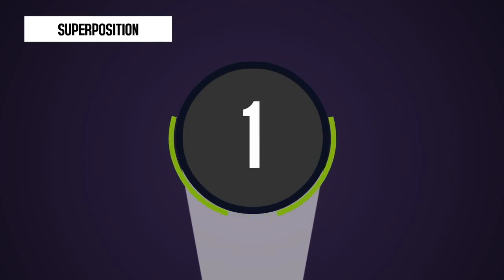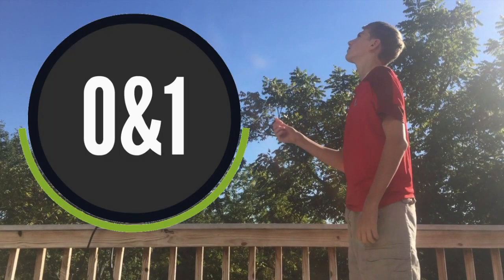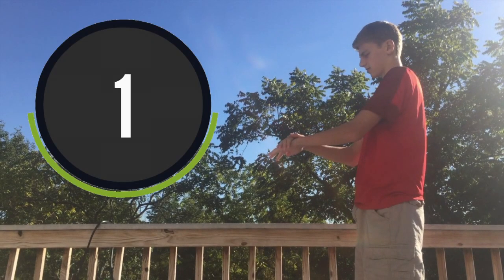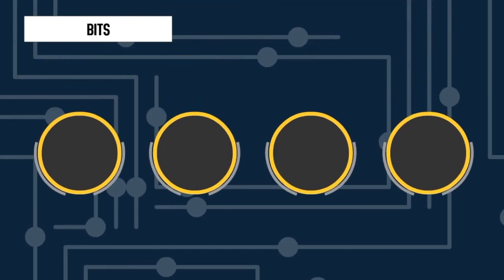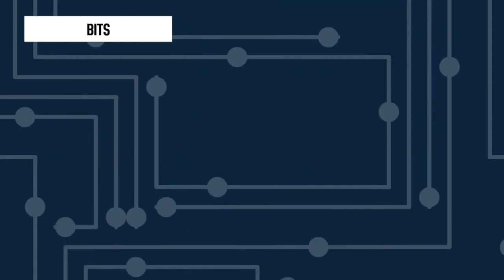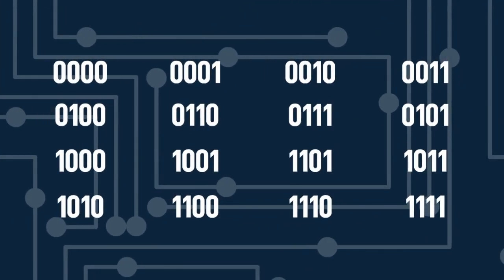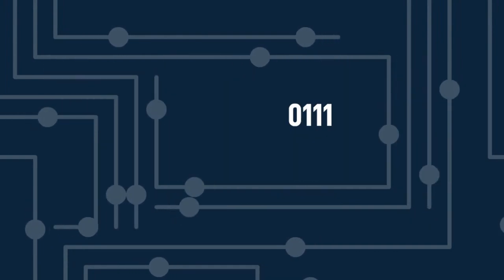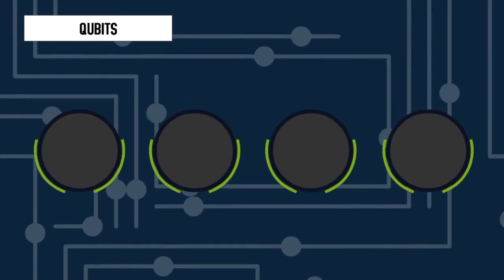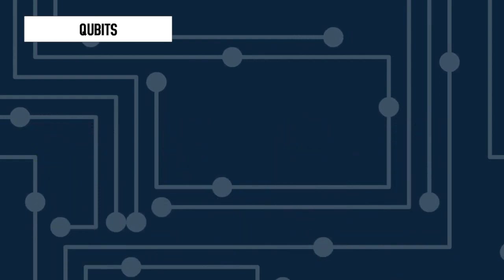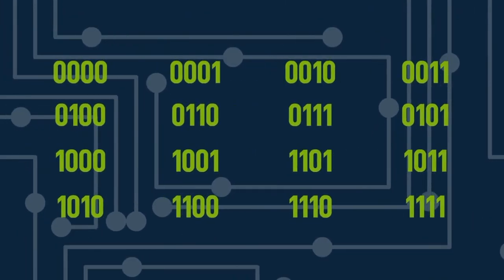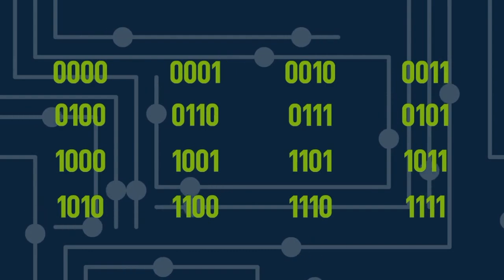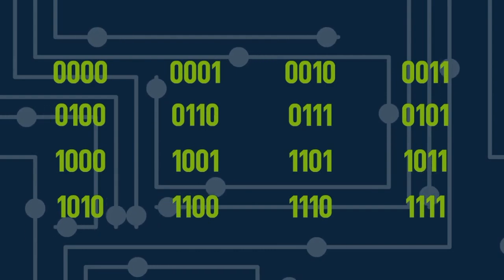How is that possible? Think of superposition like a coin being flipped. When it's in the air, it's both heads and tails. But when you see it land, you know which one it is. 4 regular bits can be in 16 different combinations, but you can only use one. But if 4 qubits are in superposition, they can be in 16 combinations, and you can use all of them at once. The number of combinations qubits can have grows exponentially.